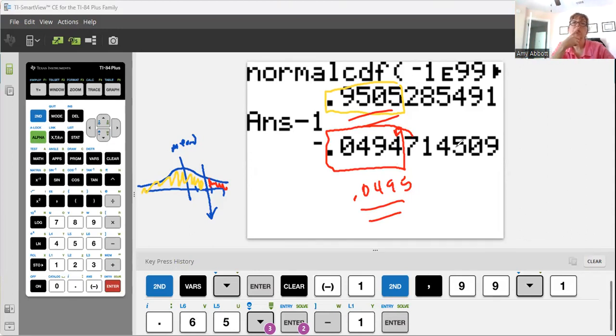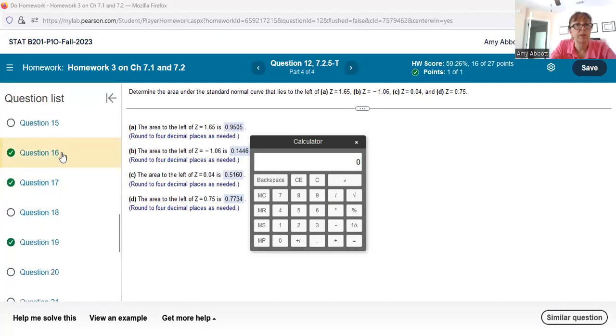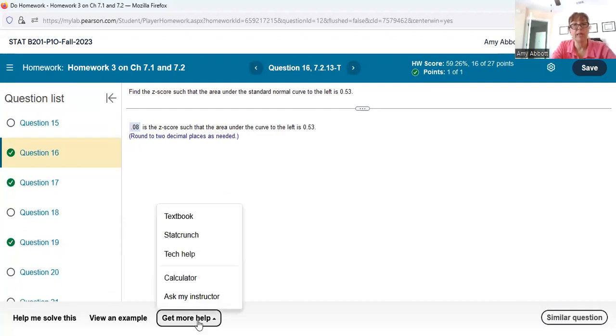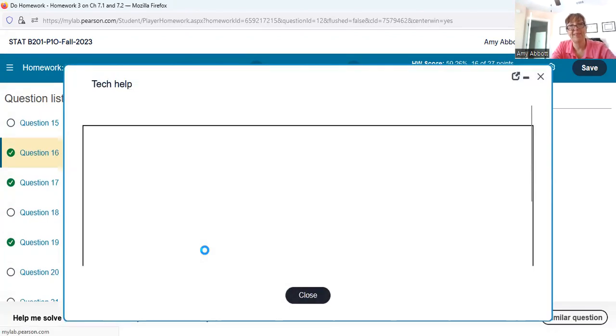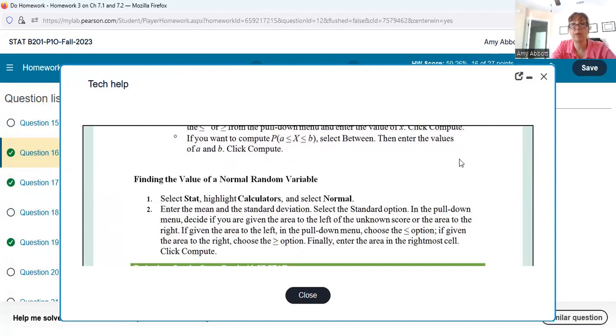All right, so what else do we need to do? Oh, yeah, we need to look at 16. Let me unshare this and we'll go look at question 16. It does the backwards of what we were doing. Share the textbook. All right, so we're going to go down to question 16. Go down to get more help, tech help, and it will tell you there how to use your TI calculator.